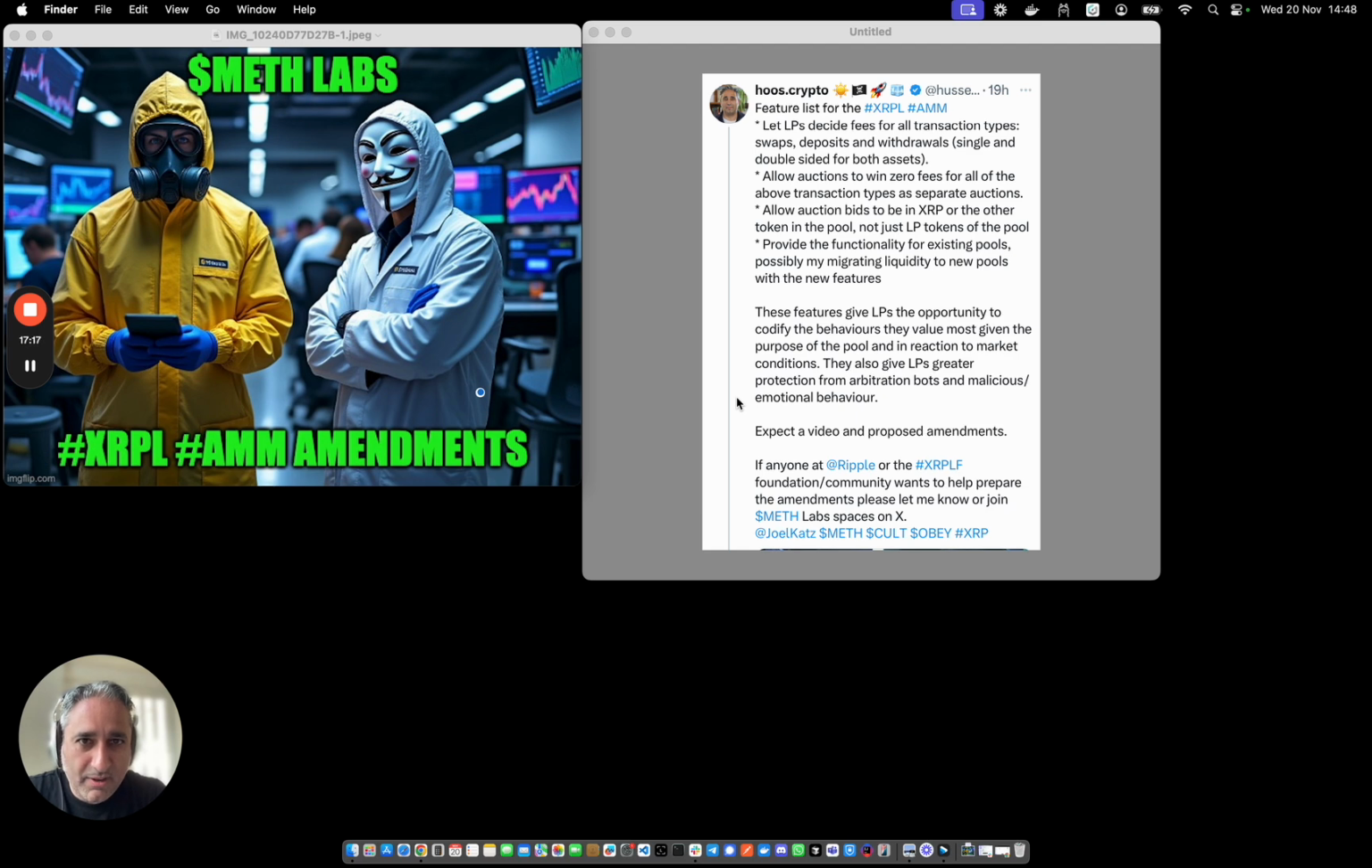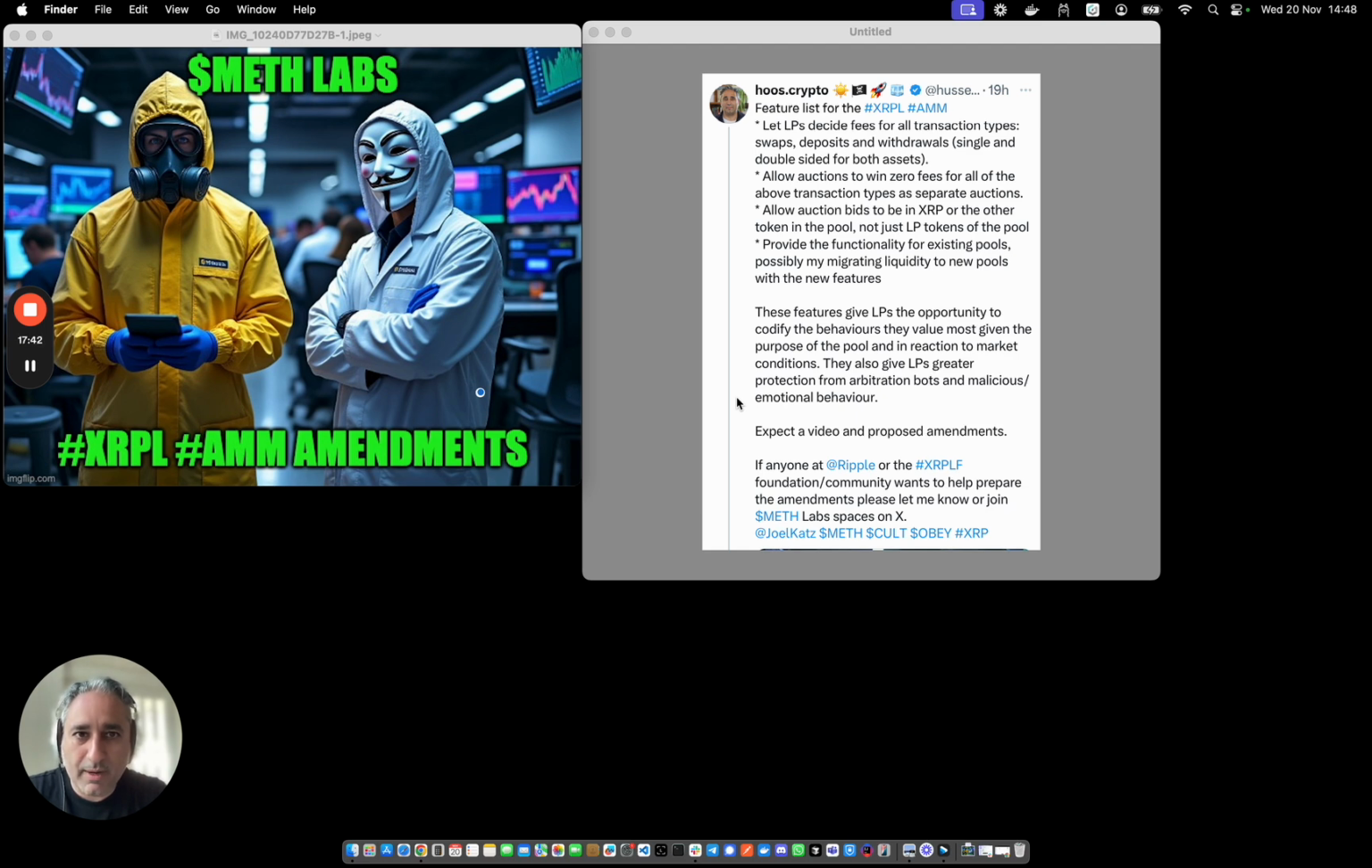But I think once the community takes over an asset, it becomes metamorphic. And once it becomes metamorphic, the liquidity providers, if these amendments are made to the AMM, can codify the intent of the community in terms of how they incentivize interactions and transactions with the liquidity provided into the pool. So I think that's incredibly powerful.